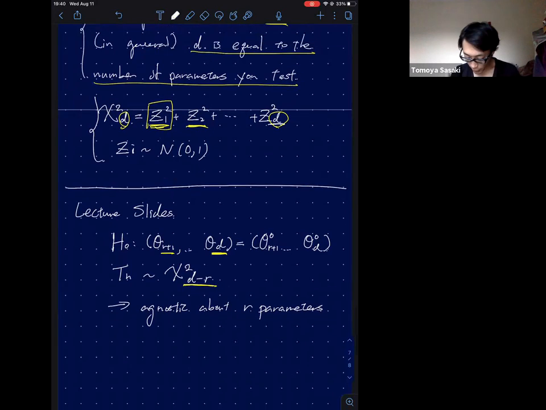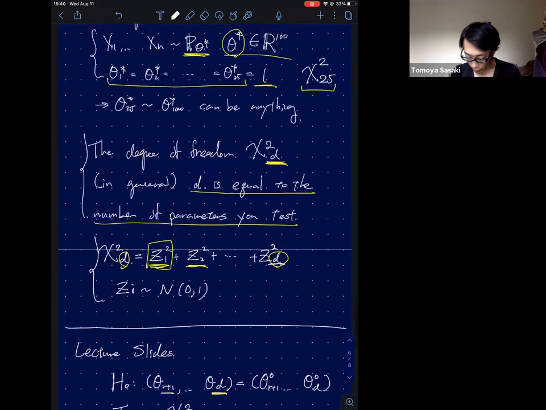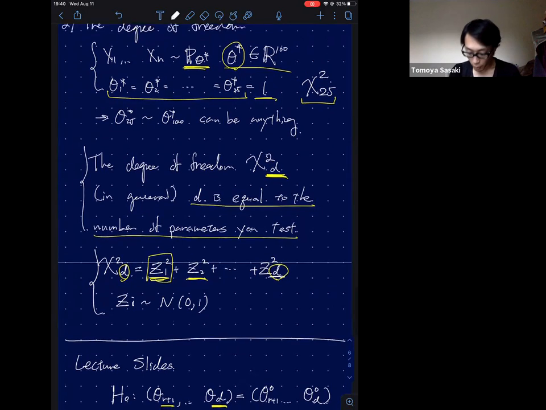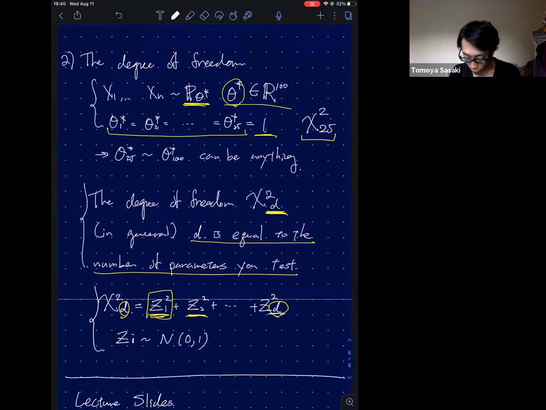So basically it's the same, right? It's just the other way around, but it's basically the number of parameters you're trying to test. And that's going to be the degrees of freedom of the chi-square distribution for the test statistic. So in this case, you're trying to test for 25 parameters, so the chi-square distribution is going to have 25 degrees of freedom.